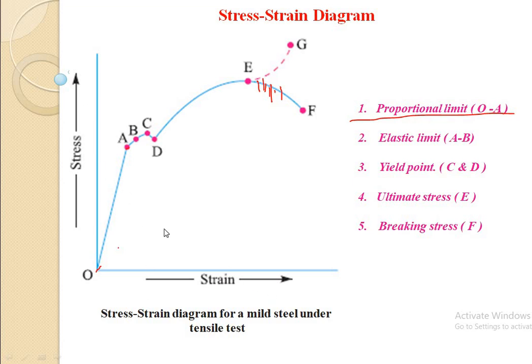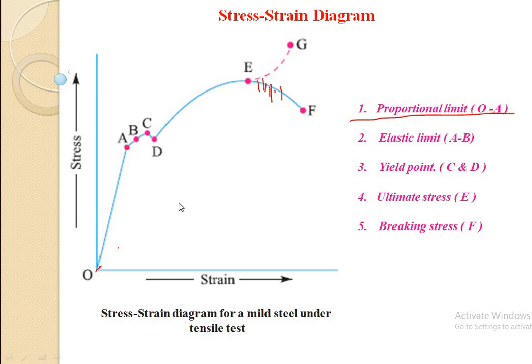When we get the stress and strain values, the corresponding curve is drawn, and the nature of the curve is like this for a ductile material in a tensile test. There are a total of 5 salient points on this diagram. Point A is known as the proportional limit point, OA. Within the proportional limit, the stress is directly proportional to strain.